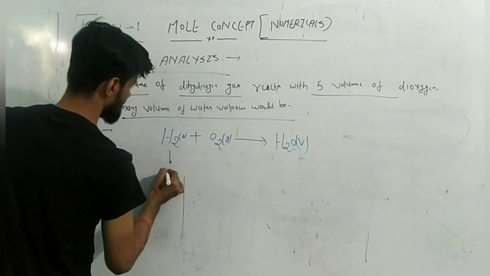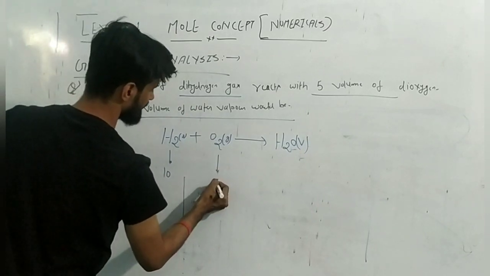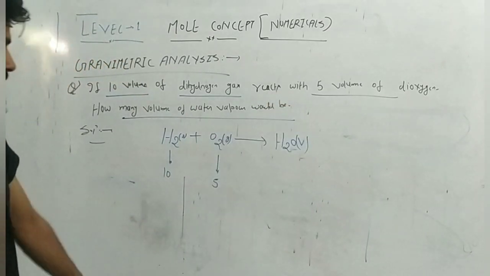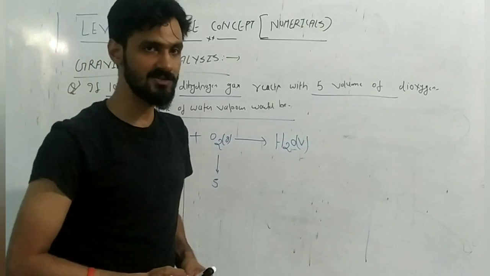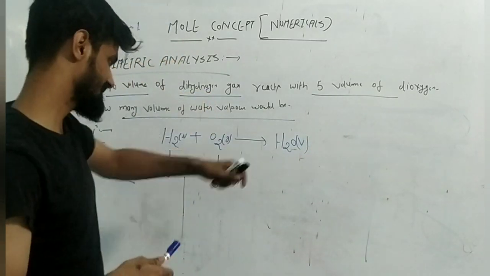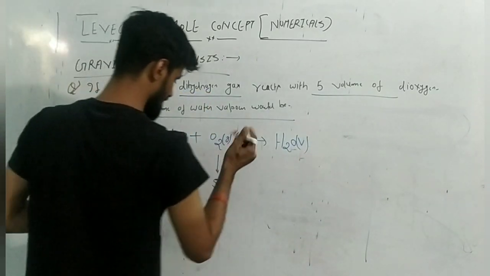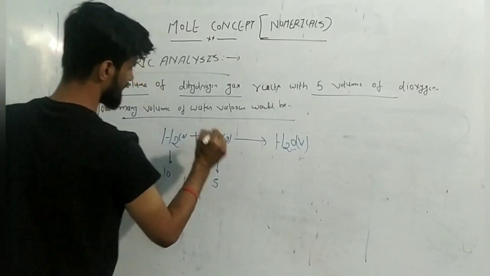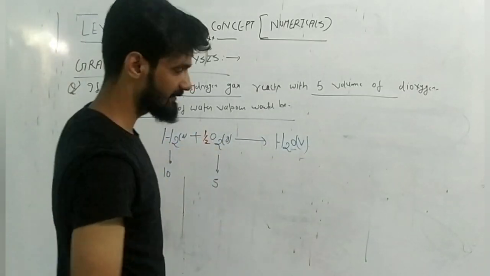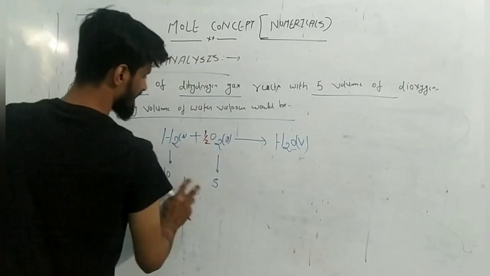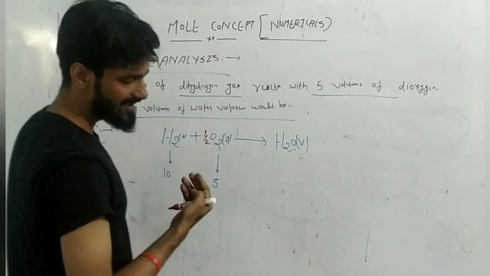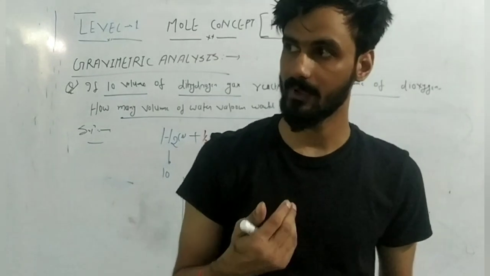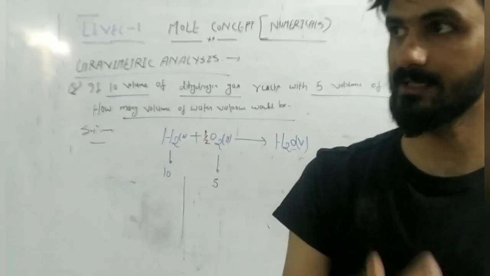Here the question is asking 10 volume, here it is asking 5 volume. So before solving any question on the mole concept basis, first of all you have to balance the chemical reaction, and if you balance the chemical reaction, then you have to multiply O2 with half moles, then the reaction is balanced. Now just understand how we identify the limiting reagent concept.